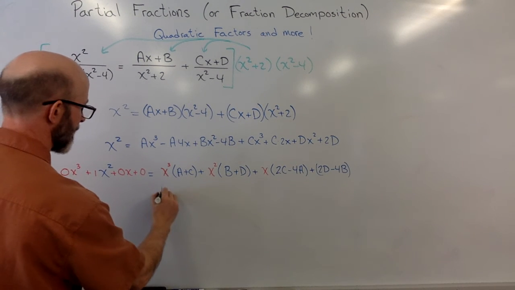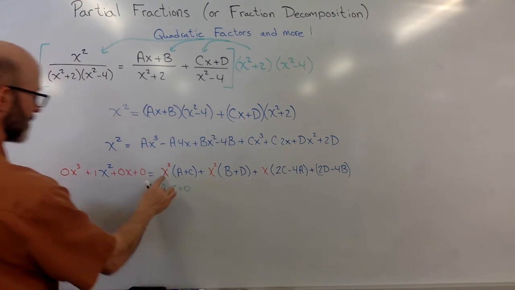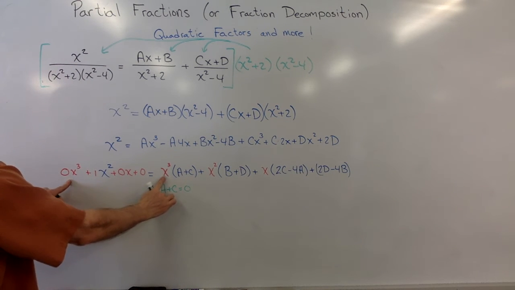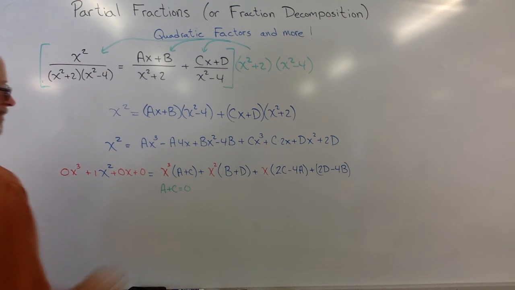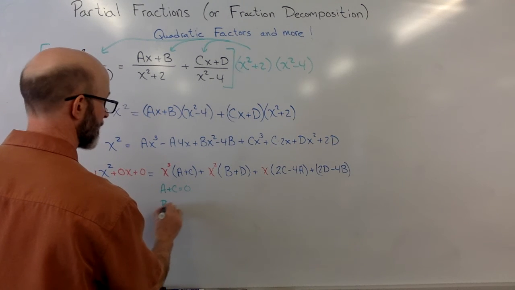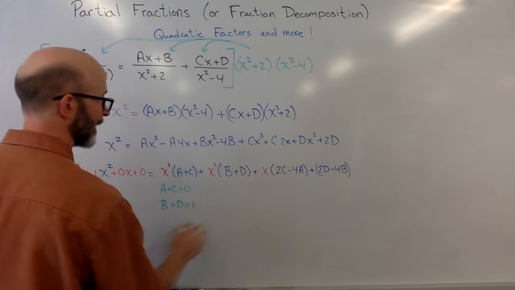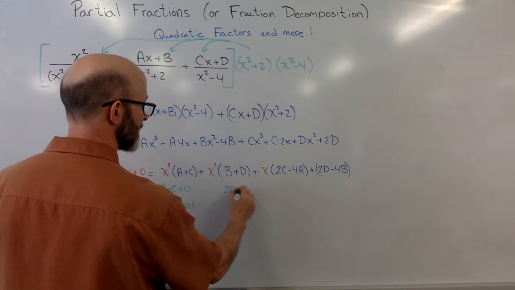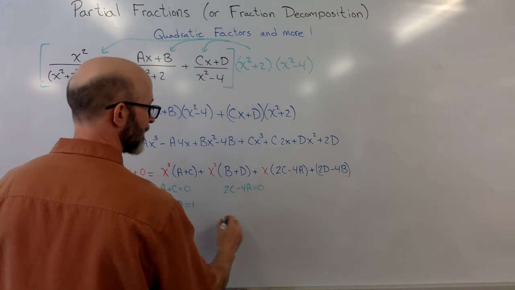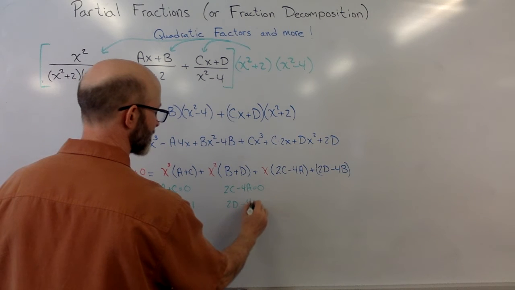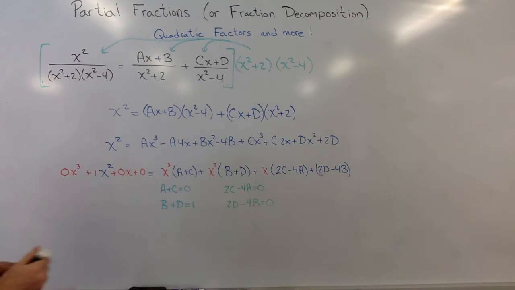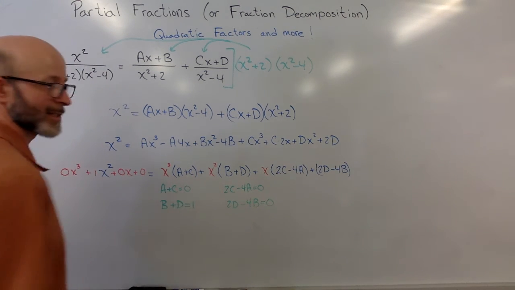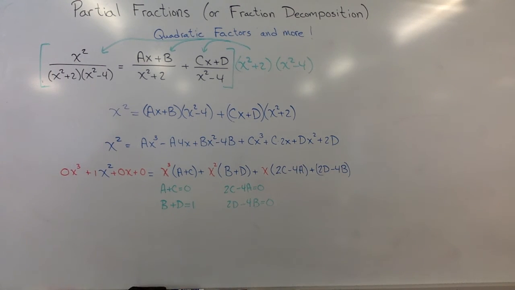We know that a plus c has to equal 0. There's 0 x cubes here. There should be 0 x cubes on the right-hand side. We know that b plus d equals 1. We know that 2c minus 4a should equal 0. And we know that 2d minus 4b also equals 0. It's not an ideal world, but we can take these top 2 equations and substitute, which I'll do. That led to a whole lot of nothing. Turns out that a and c are both 0.